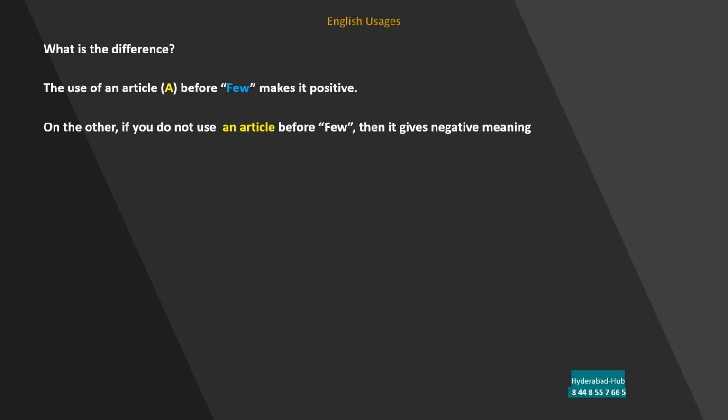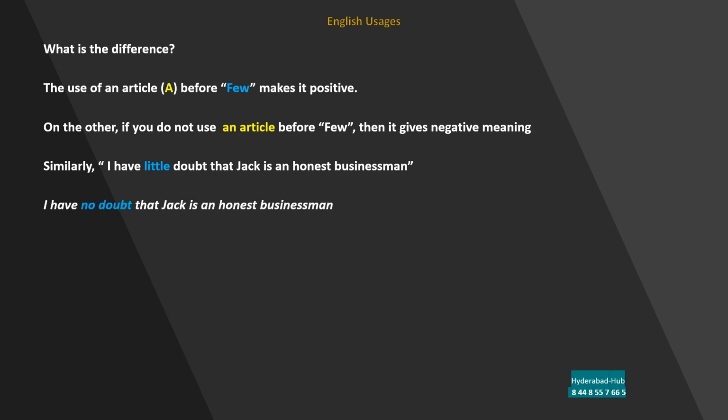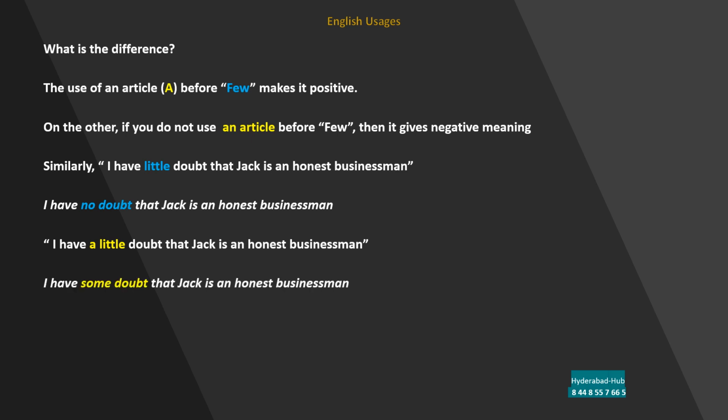Similarly, if I say that I have little doubt that Jack is an honest businessman, it means that I have no doubt that Jack is an honest businessman. It means I have no doubt. On the other hand, if I say I have a little doubt that Jack is an honest businessman, in that case, it would mean that I have some doubt. I have some doubt that Jack is an honest businessman.